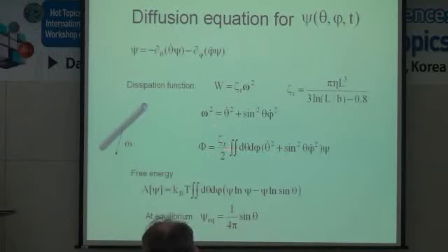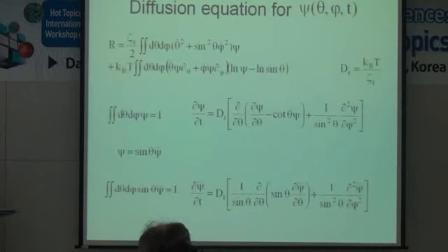And so this is the energy dissipation function of the system. And the free energy of the system is again obtained in the same way: psi log psi, the entropic term, plus this extra term you need because at equilibrium you have this equilibrium distribution function. So this is an expression for the free energy, and the rest is quite automatic.